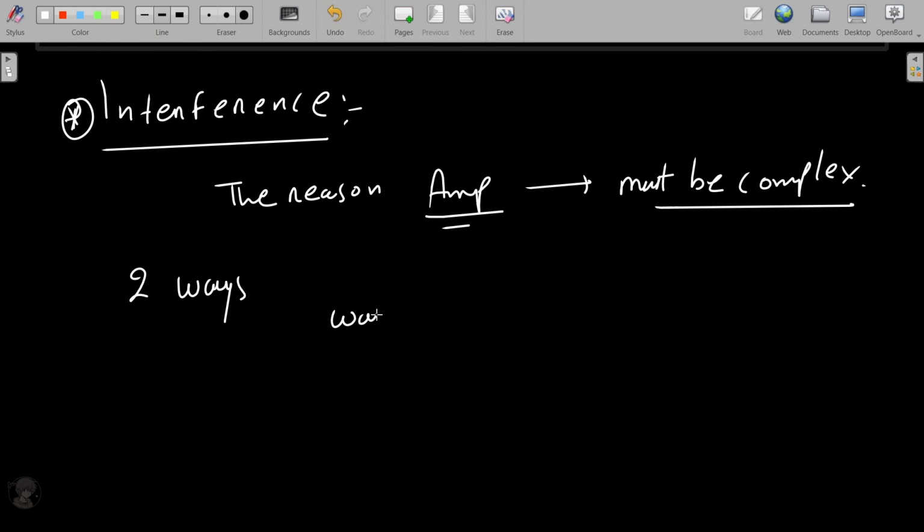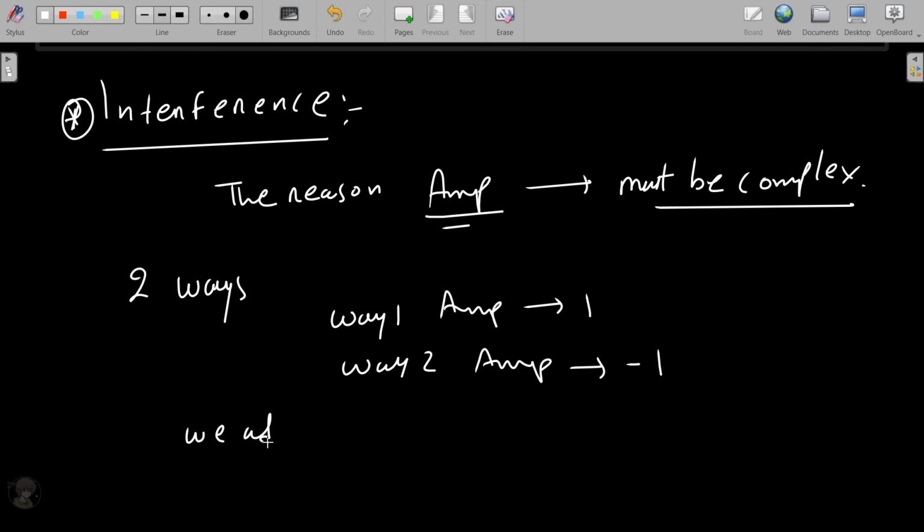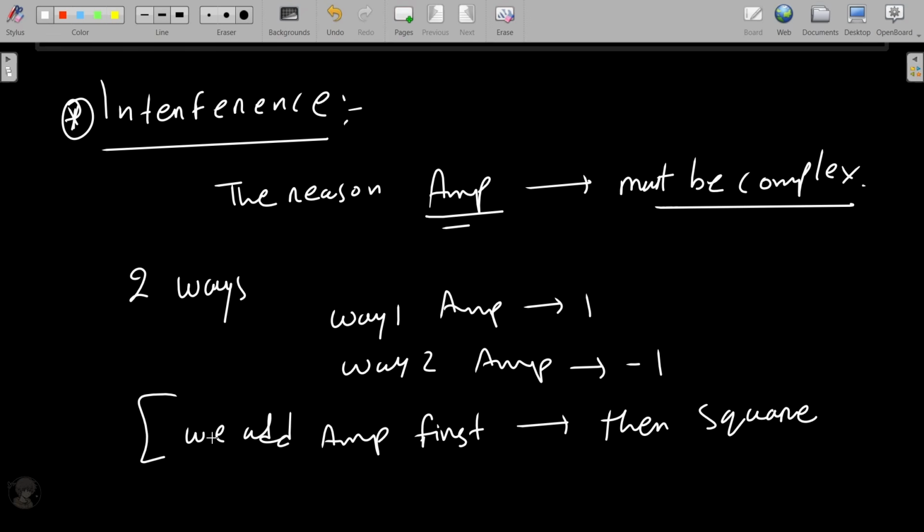Way 1 has an amplitude which is 1. Way 2 has an amplitude of -1. Now in quantum mechanics we add the amplitudes first, then square. In quantum mechanics we add amplitudes first, then square it to find the probability.